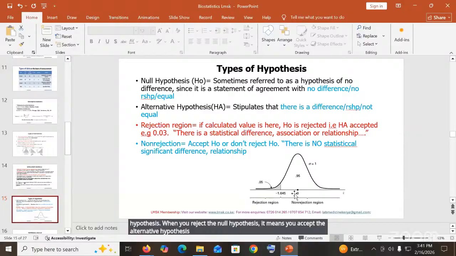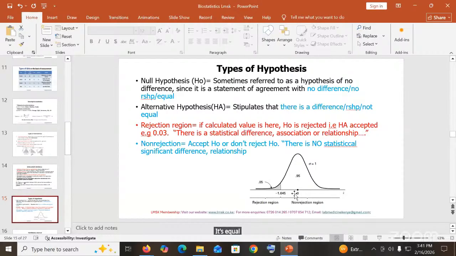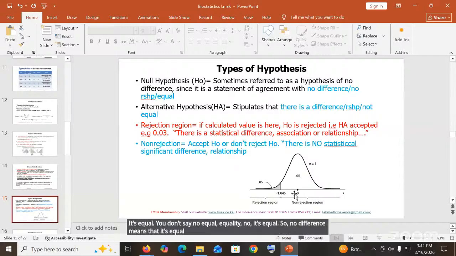We say that the null hypothesis is no difference, no relationship, it's equal. You don't say not equal; it's equal. So no difference means that it's equal, and no relationship means it's equal. There's no difference. So that's the null hypothesis.